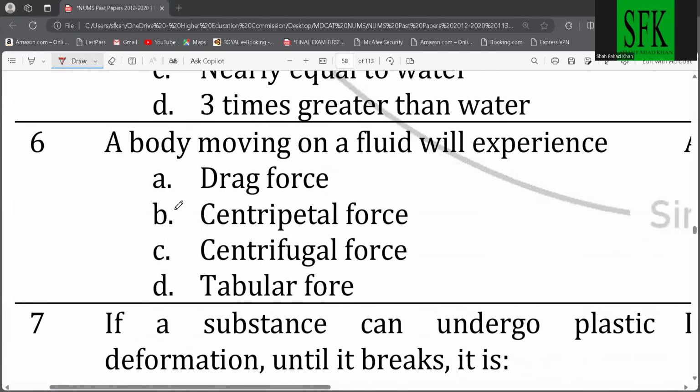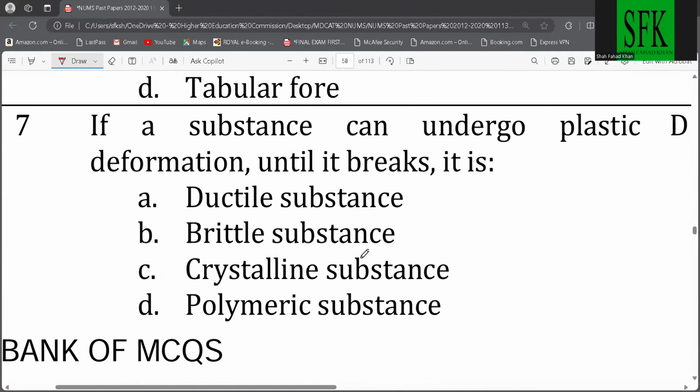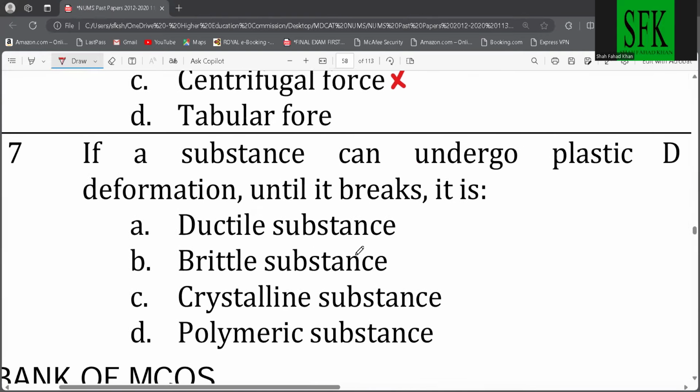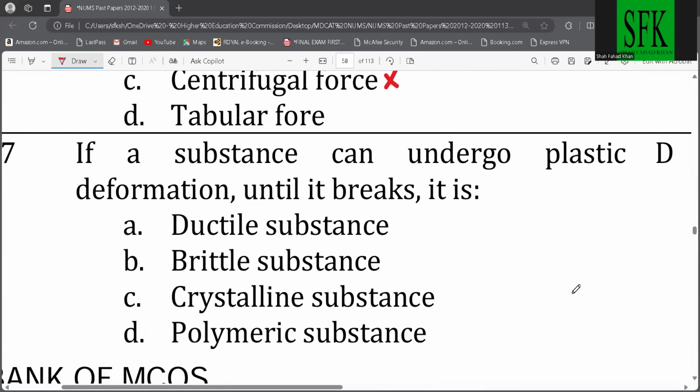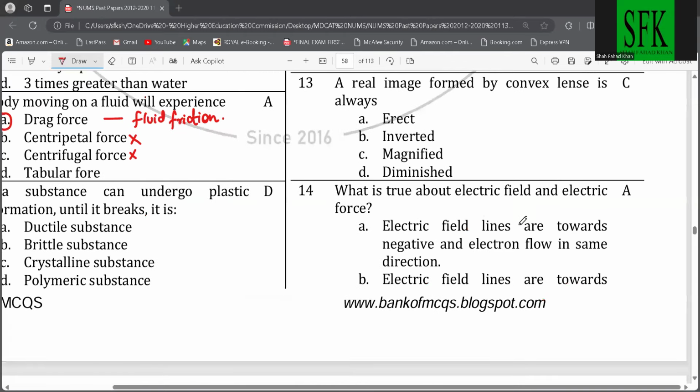A body moving in a fluid will experience the drag force. Drag force is the fluid friction. Okay, it's the friction experienced when moving through a liquid. Centripetal force is not the answer. It's the force responsible for circular motion. Centrifugal force, not at all. And so let's move on. If a substance can undergo plastic deformation until it breaks, it is... Now, you can just check this out yourself and get the answer. Okay, just go on to the textbook and see what you get over there.